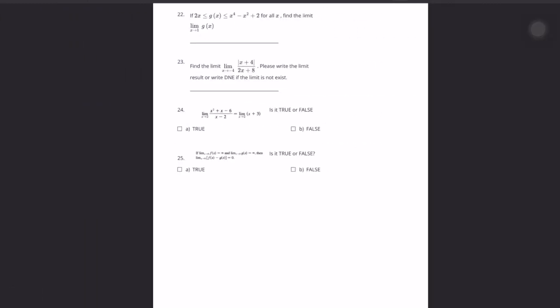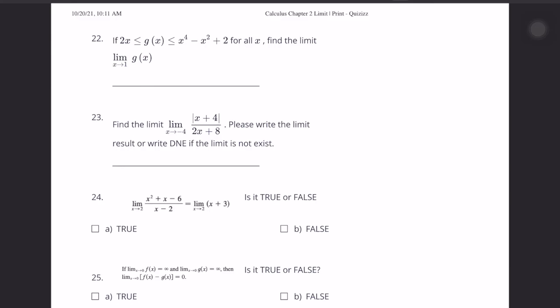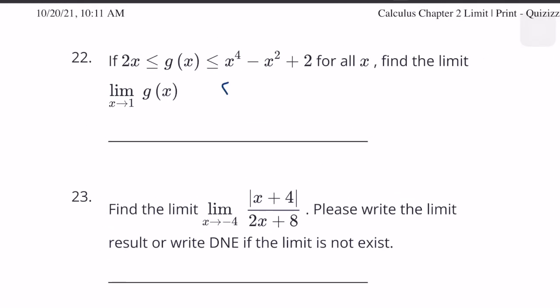Okay, a little bit more and we can finish. Okay, this we can find with the squeeze theorem, right? So first check 1, this is 2, this is 16 minus x squared, 1 minus 1, 0, 0, so 2. So this middle one will be 2.